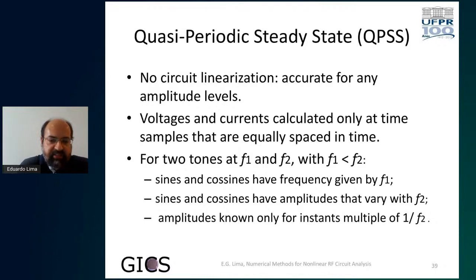In the two-tone case, at frequencies F1 and F2, in which the lower frequency is F1 and the higher frequency is F2, the QPSS rearranges the time domain equations in a way that sines and cosines have frequencies related to F1, the lower frequency tone. Sines and cosines now have amplitudes that vary periodically in time with a frequency given by the higher tone frequency, in this case F2. In QPSS, the amplitudes of such sines and cosines are obtained only for time instants that are integer multiples of the fundamental period of the higher tone frequency, which is F2 in this case.